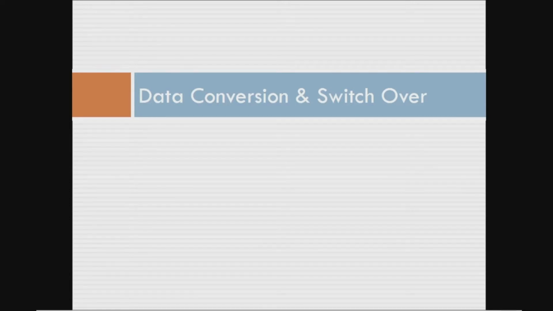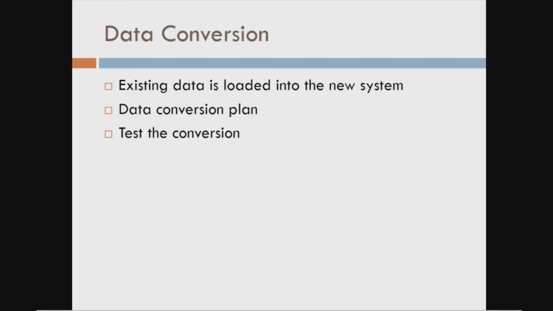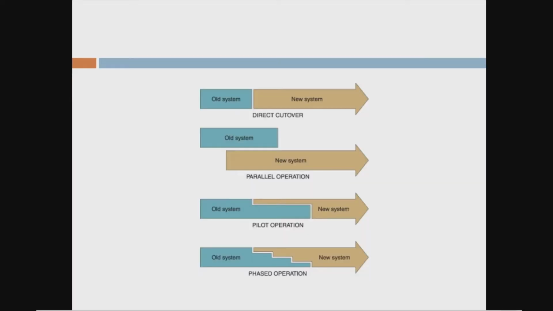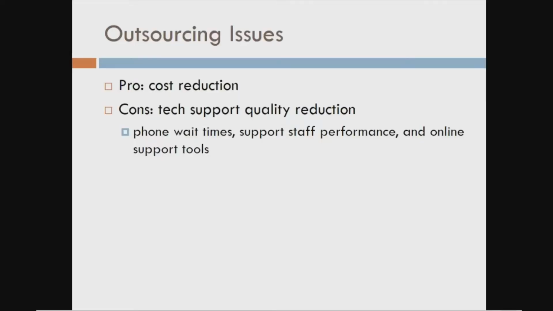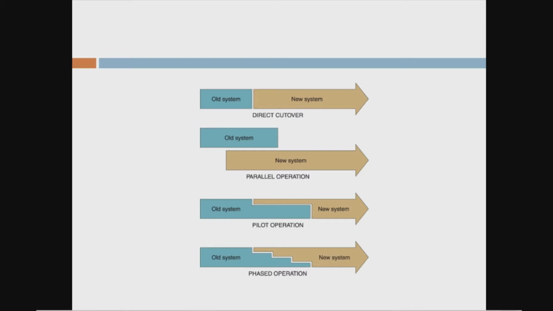Okay, in data conversion and switchover, we continue with the previous part. Existing data is loaded into the new system, so we need a data conversion plan and to test the conversion. In the previous video, we talked about the system changeover. We have the direct cutover, parallel, and pilot operation, and then we also have the piece operation.